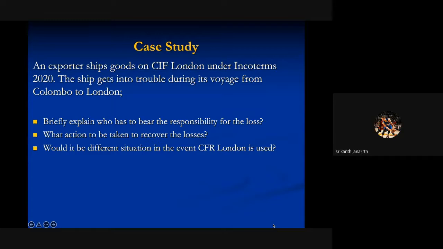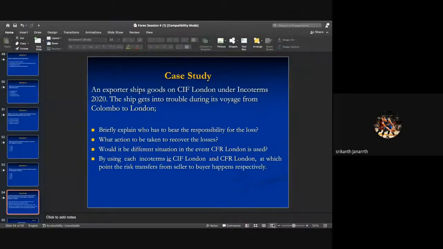Would it be a different situation in the event CFR London is used? Earlier it was the CIF London case. Now they're asking whether it would be different if CFR London is used. Whether CIF or CFR, you should know this, right?